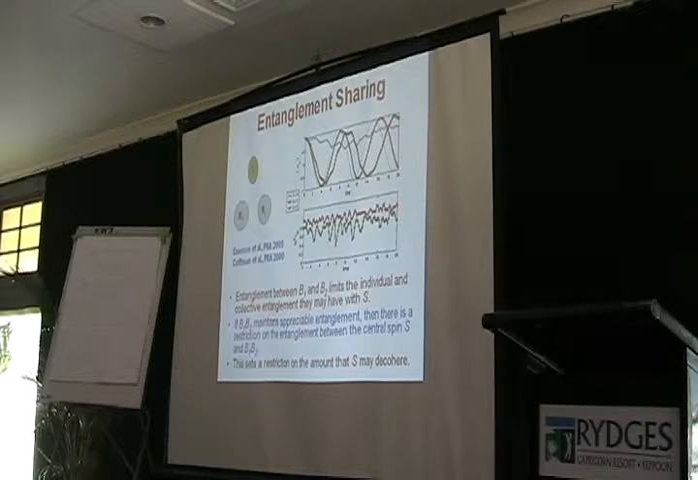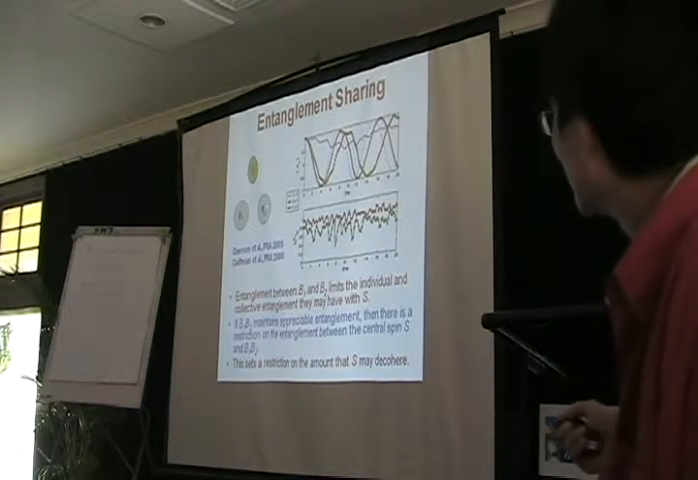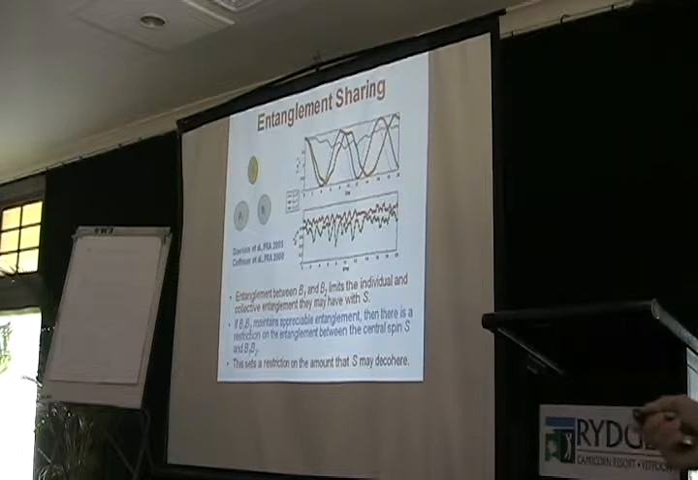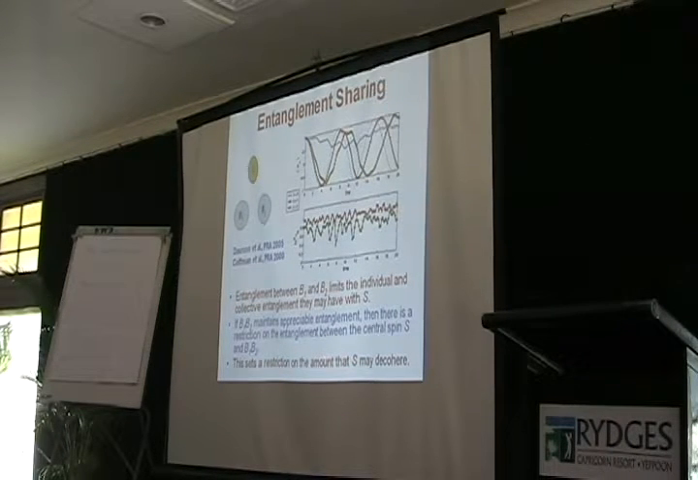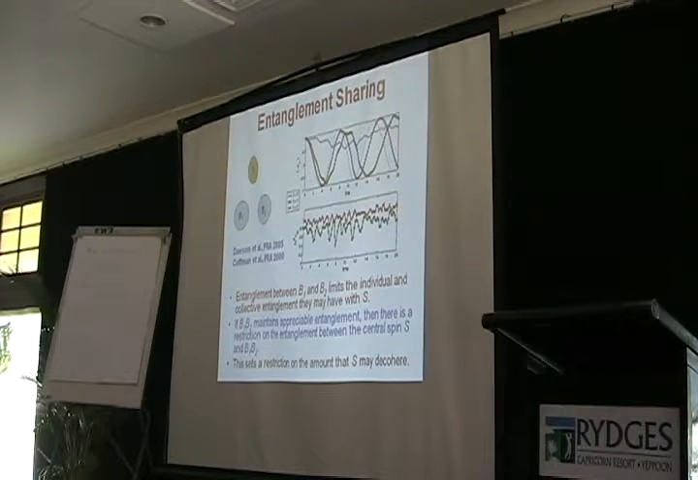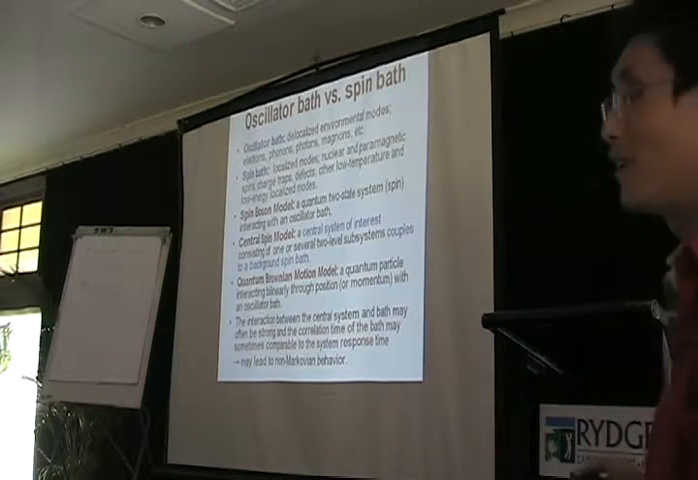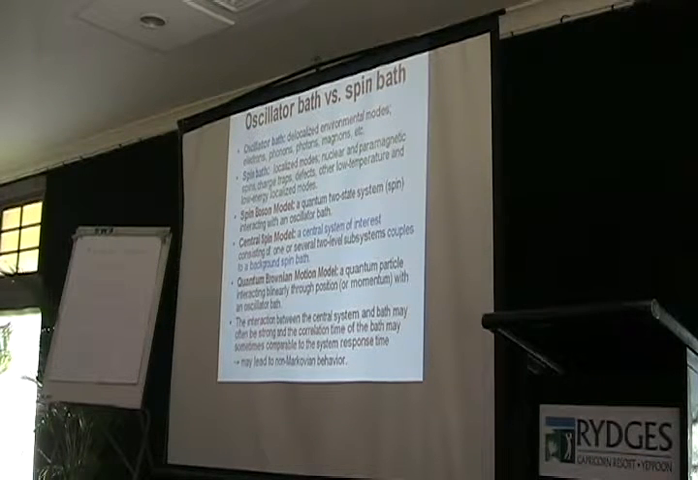then if B1 and B2 maintain appreciable entanglement, there is a restriction on the entanglement between the central spin and B1 and B2. Once there's a restriction on the entanglement, then when you trace out the B1 and B2 degrees of freedom, there is a restriction on the amount that S may decohere. Because if they are strongly entangled, then when you trace out this system, you release the strong decoherence, something like that. All right, so we talked about decoherence.